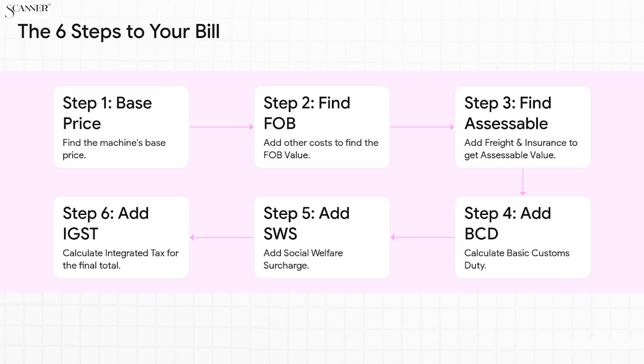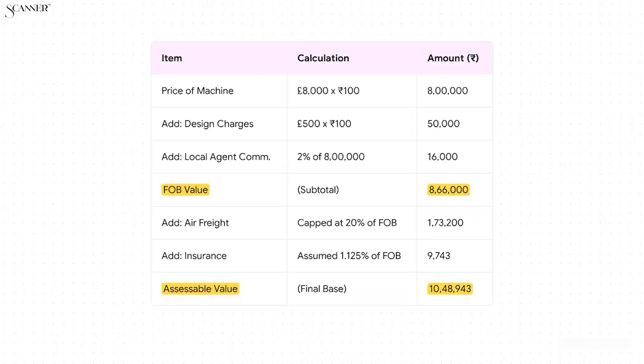You can think of it in 2 parts. The first 3 steps, that's all about getting our foundation right, calculating that final, all-important assessable value. Then, the last 3 steps are about layering on our 3 key taxes in exactly the right order to get to that final number. Okay, let's do this.